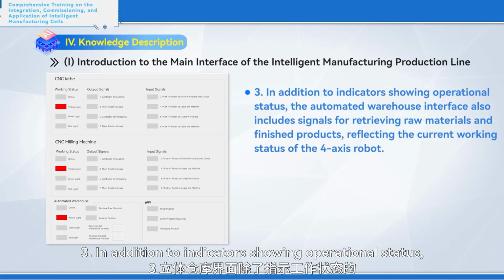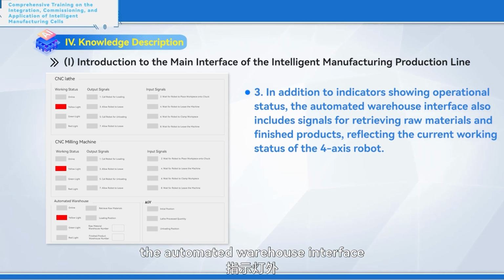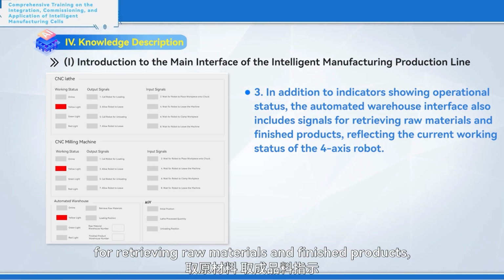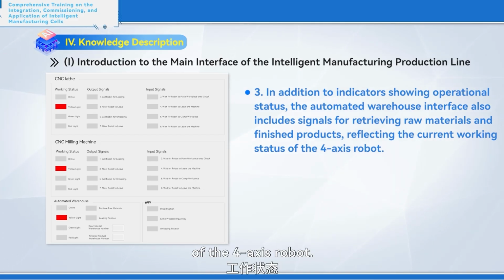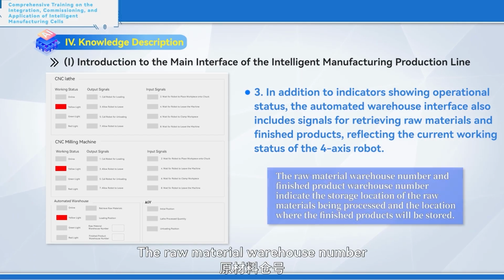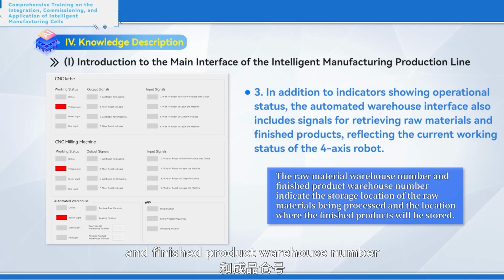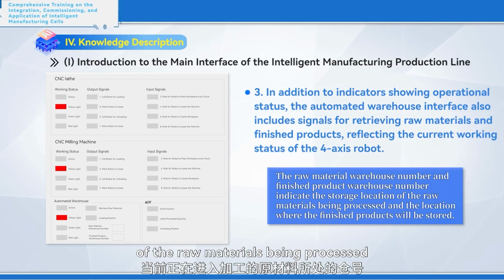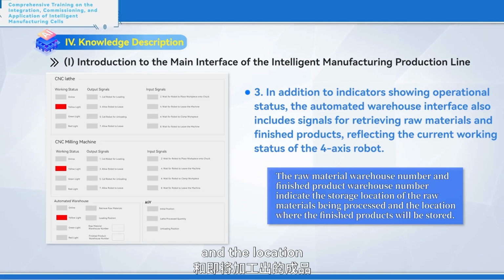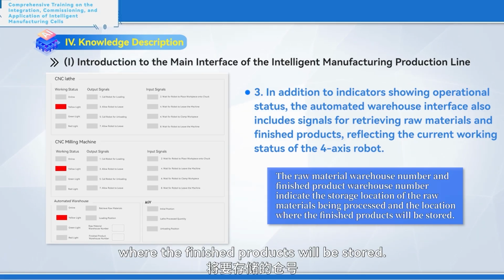3. In addition to indicators showing operational status, the automated warehouse interface also includes signals for retrieving raw materials and finished products, reflecting the current working status of the 4-axis robot. The raw material warehouse number and finished product warehouse number indicate the storage location of the raw materials being processed and the location where the finished products will be stored.